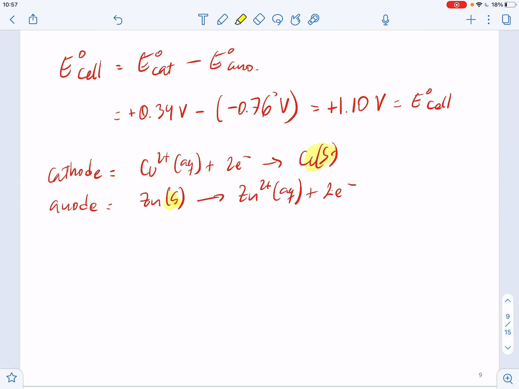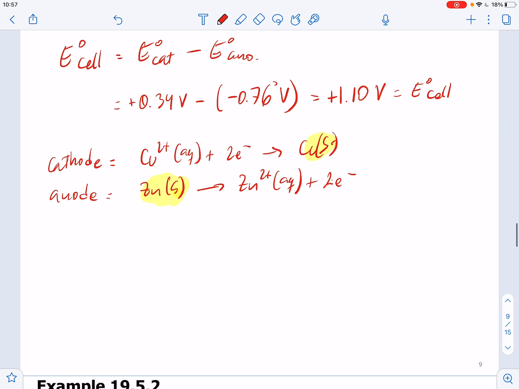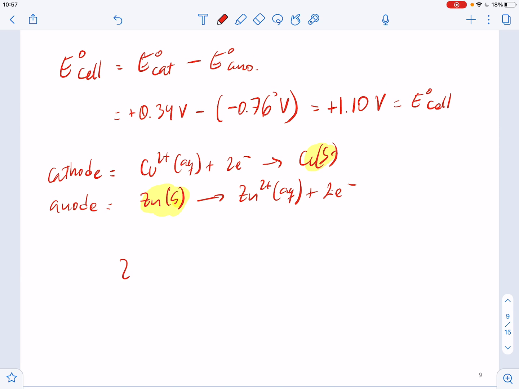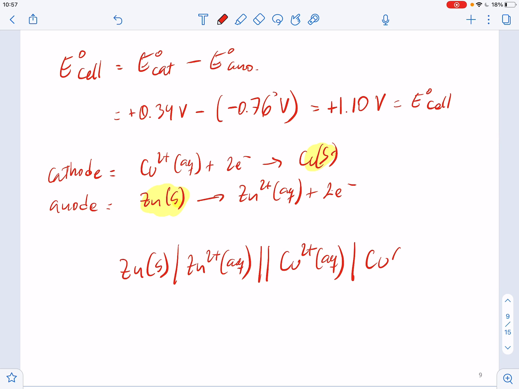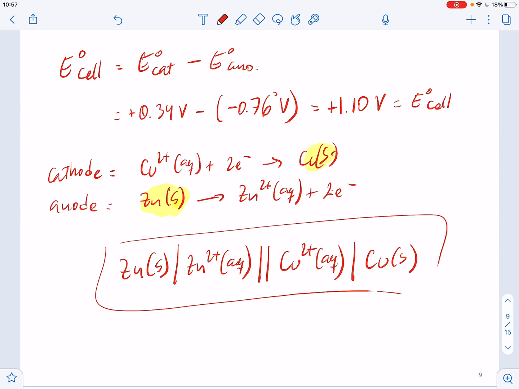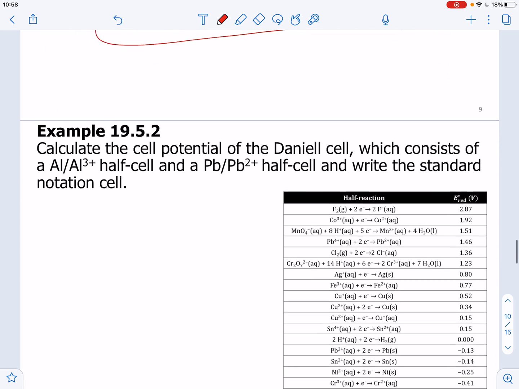you have copper solid and zinc solid, so they can act as electrodes in this cell. So we start with the anode, and then we have zinc solid separated from a solution that contains zinc 2 plus, and then we have our salt bridge separating from a solution containing copper 2 ions, and then last but not least a bar of copper solid. So this is our standard cell notation for that, and this cell will have a potential of plus 1.10 volts. What if we change the reaction?